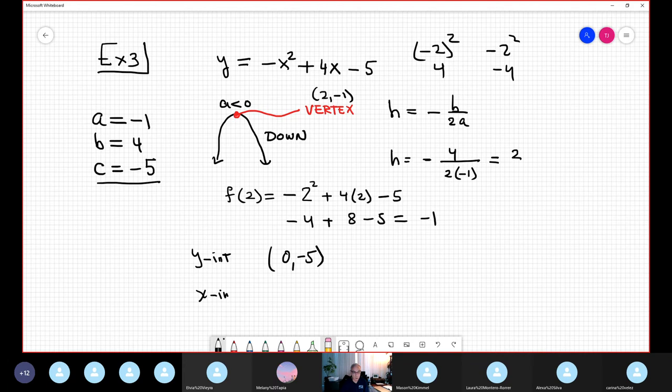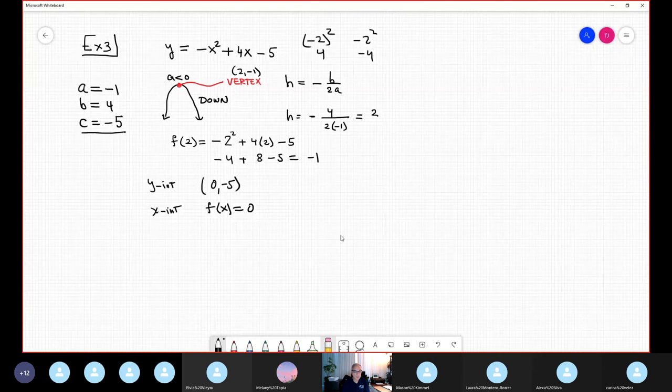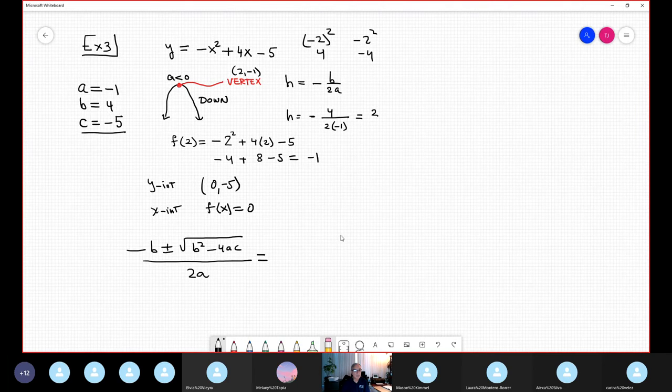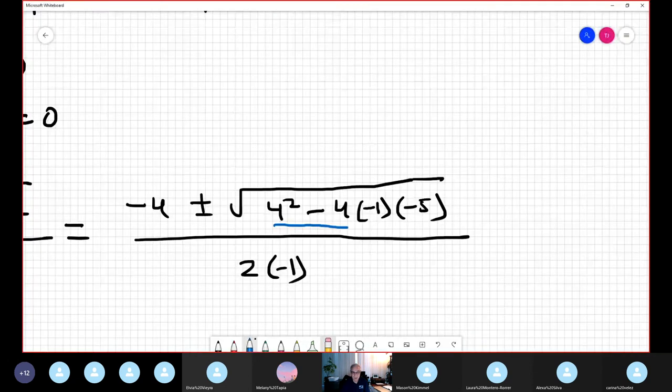The x-intercept is more complicated. You need to solve the quadratic equation associated with the function. Let's try to do it. I copy the formula: minus b plus or minus the square root of b squared minus 4ac, divided by 2a. In our example it's negative 4 plus or minus the square root of 4 squared minus 4 multiplied by negative 1, multiplied by negative 5, that's a and c, be careful with the sign, divided by 2 times negative 1. How many negatives do we have inside? We have 3.